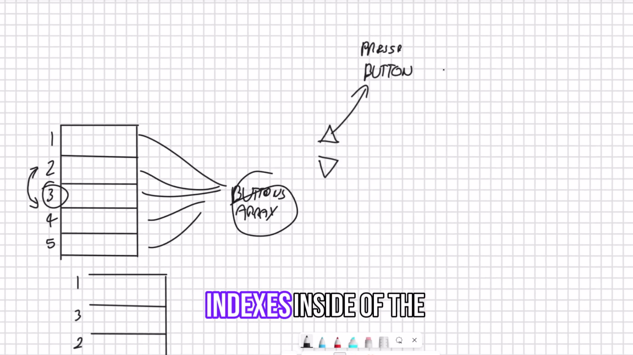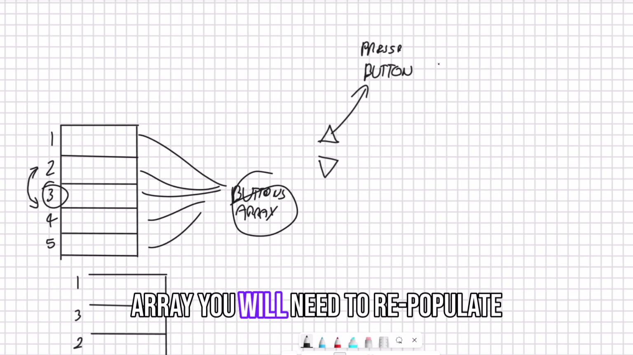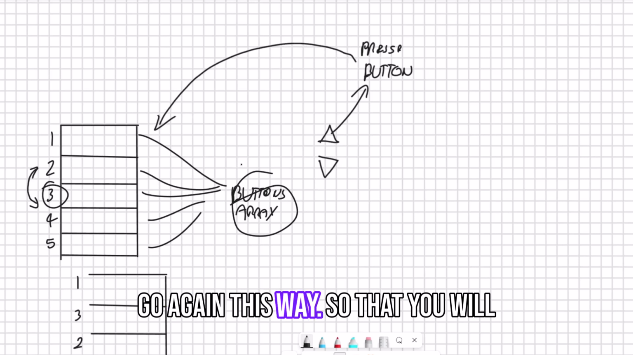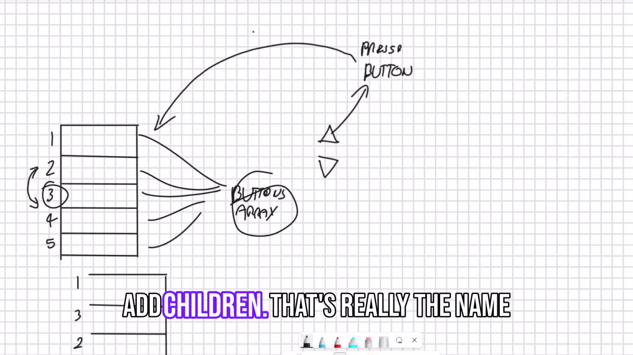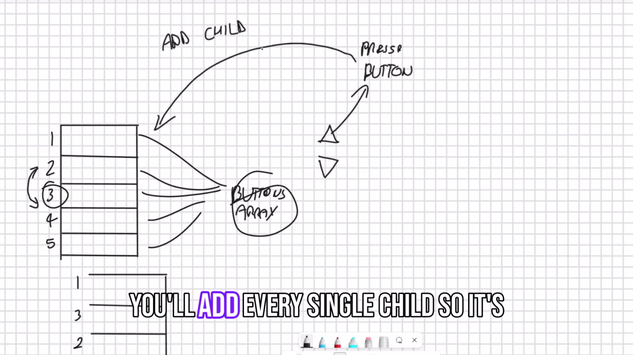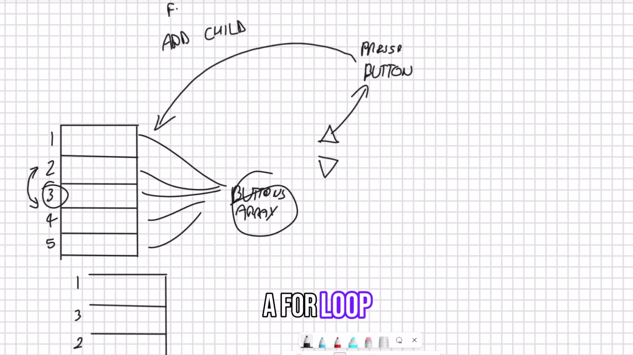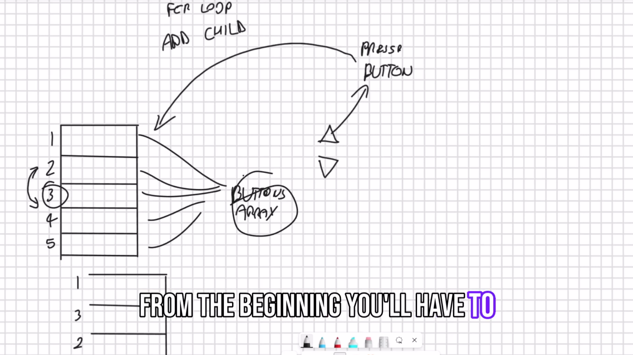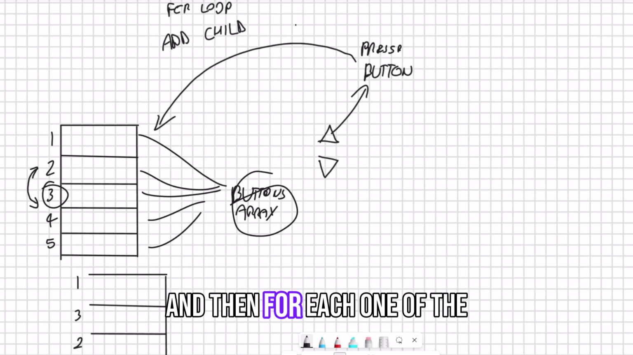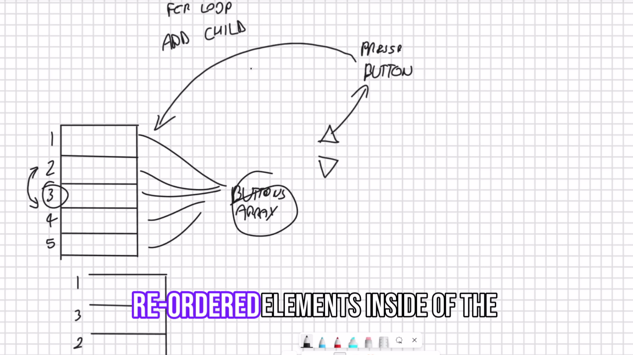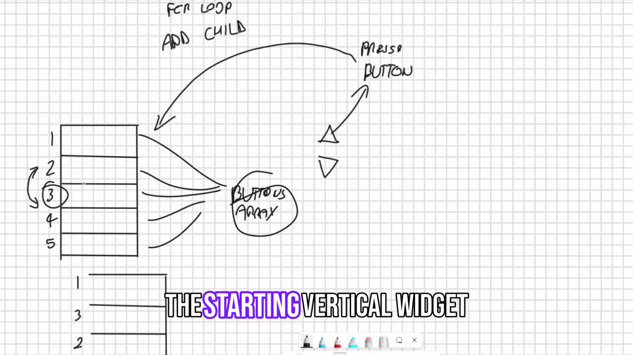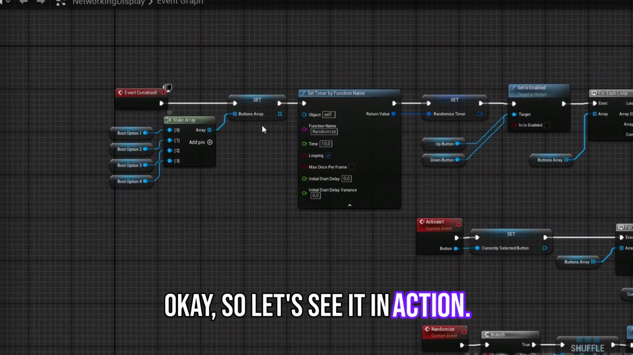Once you've swapped the indexes inside of the array, you will need to repopulate the list. So you'll have to go again this way so that you will add the children. That's really the name of the node, so it's add child. You will add every single child, so it's a for loop. So from the beginning you'll have to create an array of these buttons, reorder them inside of an array, and then for each one of the reordered elements inside of the array, you will need to repopulate the starting vertical widget. Okay, so let's see it in action.